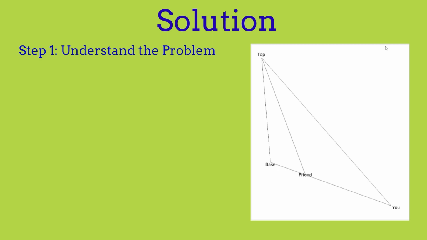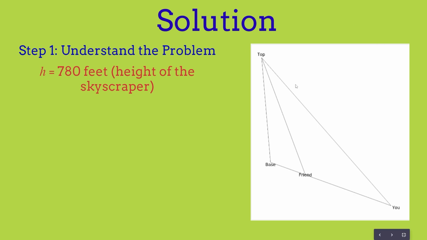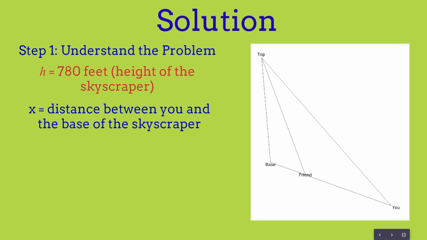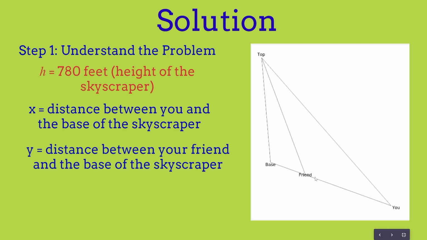For our solution, let's first understand what the problem is actually telling us. First of all, we're going to name the letter H as the 780 feet, the height of the skyscraper. So the height of the skyscraper is from the top to the base, so this length here is 780 feet. Next, we're going to say X is the distance between you and the base of the skyscraper. So X is from here, you, to the base of the skyscraper, so this whole distance is equal to X. And then Y is equal to the distance between your friend and the base of the skyscraper. So this length here is Y.